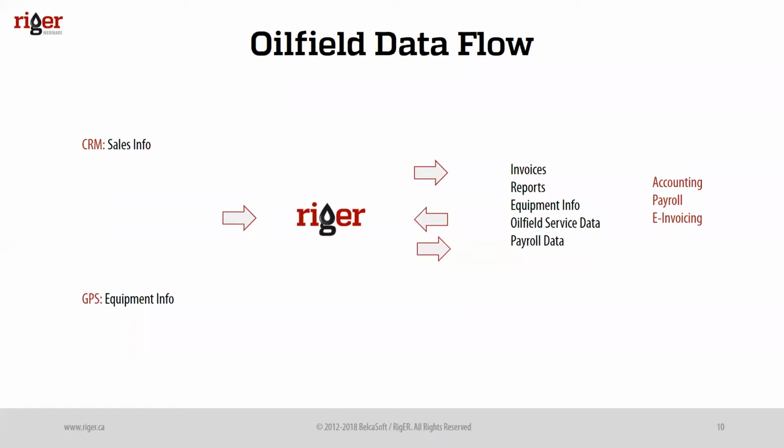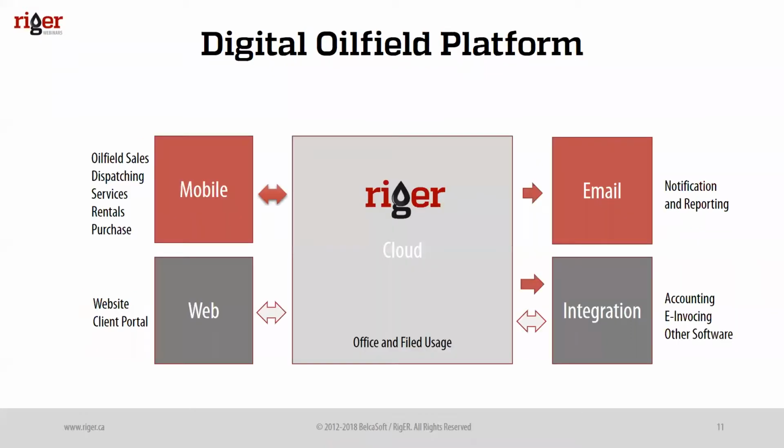So then the system which will get this information could be an accounting system, payroll system, or e-invoicing, and we will cover some of them today. If we talk about the RigER structure, we have several components, and the main component is the RigER cloud, which can be used in the office and the oil field. We can have a mobile application which connects to the cloud, email notification and reporting, and integration with other systems, as well as integration with the website and building client portals.